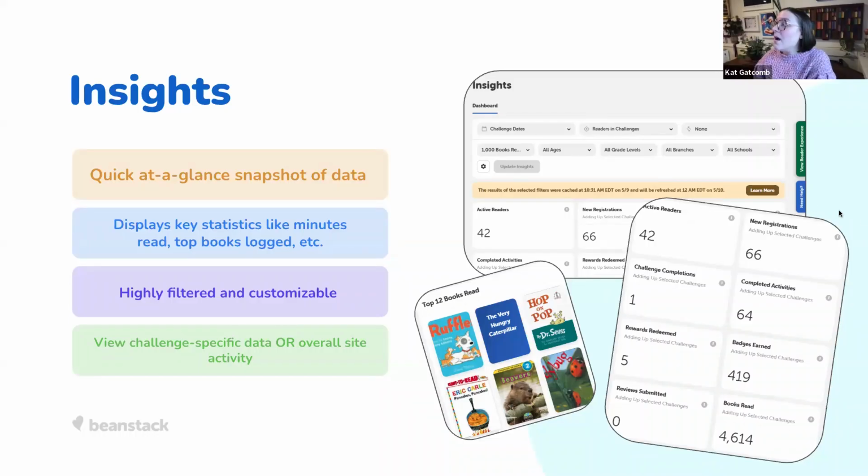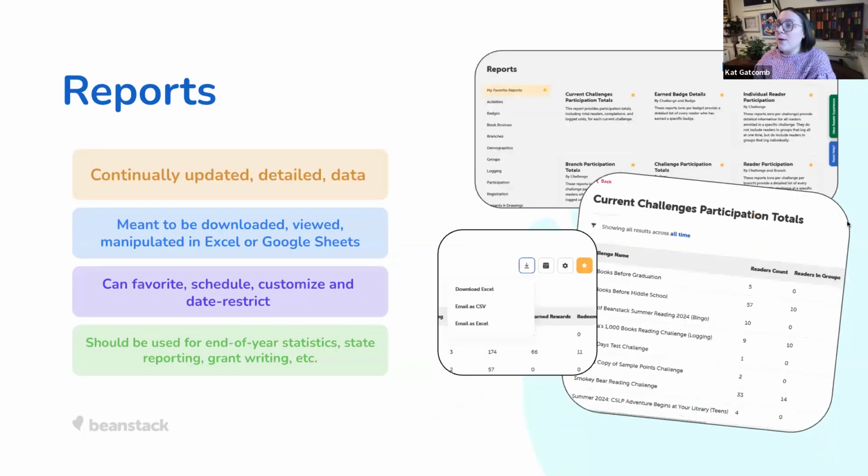Now, reports are another data tool that you have, and these are much more detailed, much more granular. They're updated every 30 minutes, so they're always the most up to date. They're really meant to be downloaded and viewed in Excel or Google Sheets. You can favorite them, schedule them, and customize them. There's a lot you can do to make them relevant to your library and your challenge. This is what you should use if you're writing a grant or giving a report back to your board. This is the most up-to-date, detailed information.